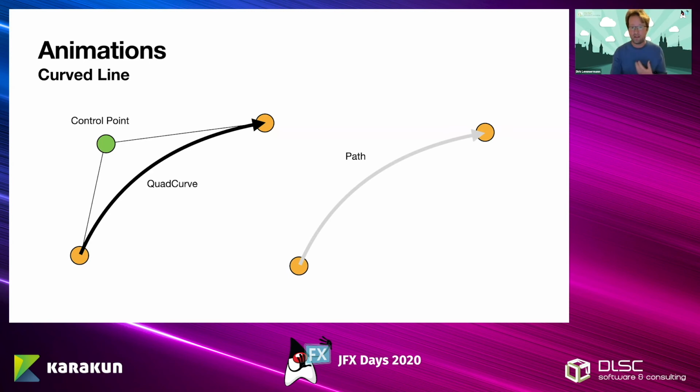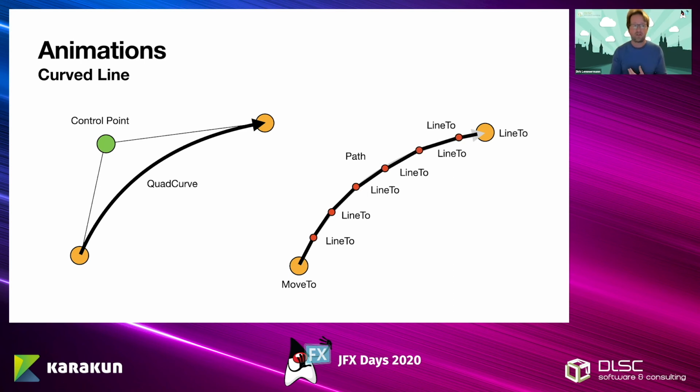But what I did is I simply, the moment the animation starts playing, I'm replacing the curved line, the quad curve object, with a path object. And then the path object consists of a lot of elements. The first one being a move to, and then a line to, a line to, a line to, and so on, until it reaches the end. And that will give us the animation for the curved line.